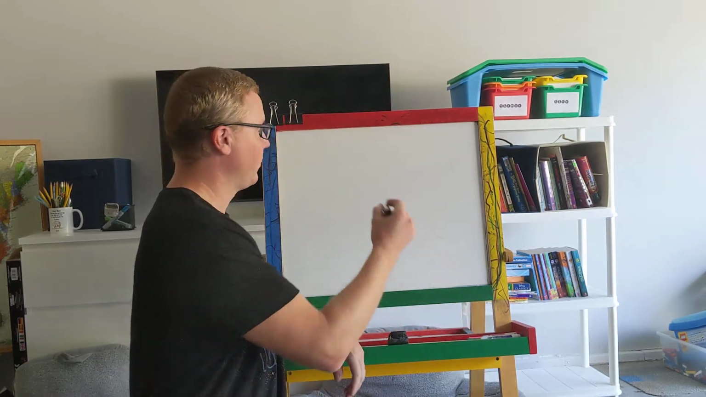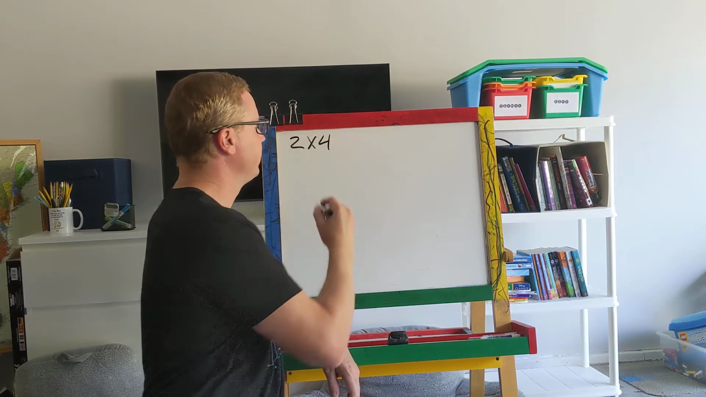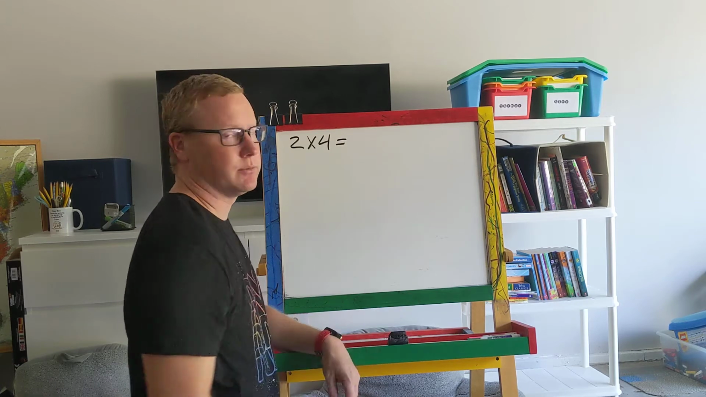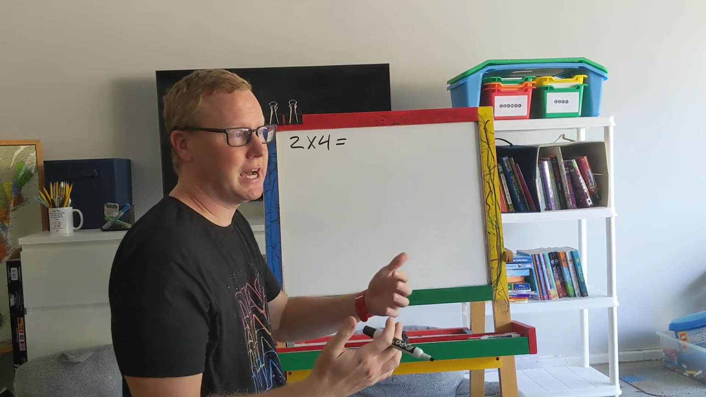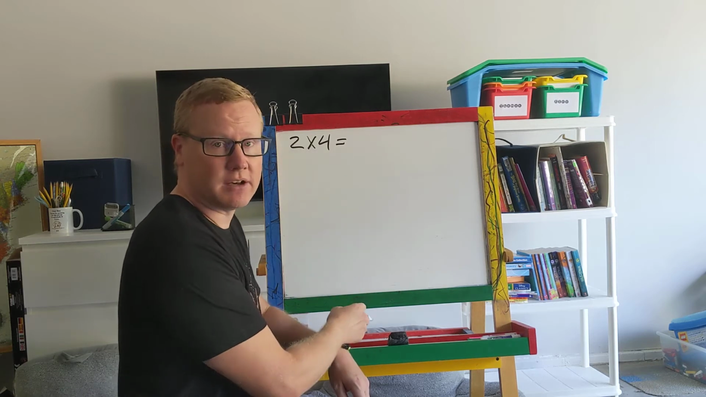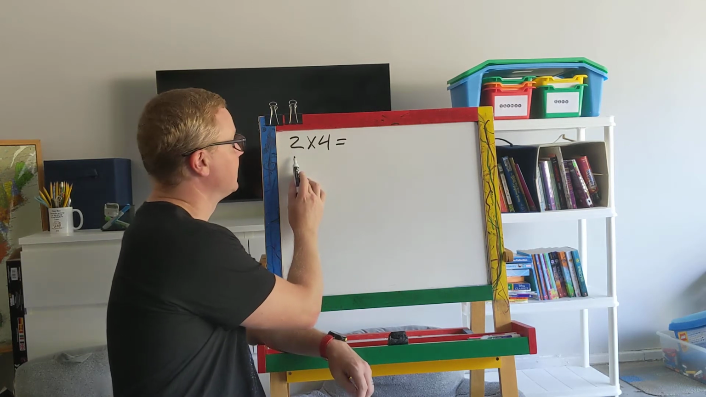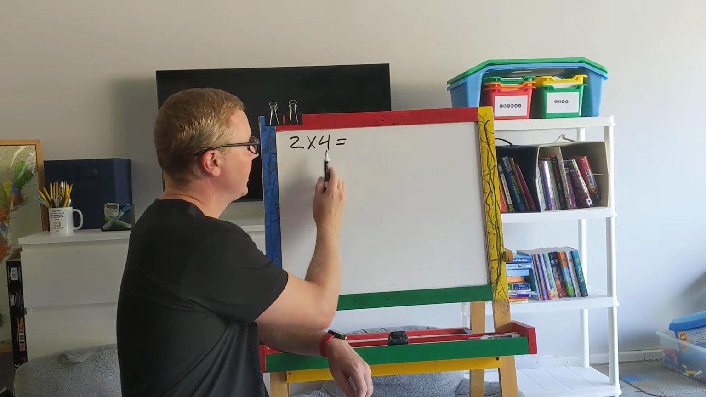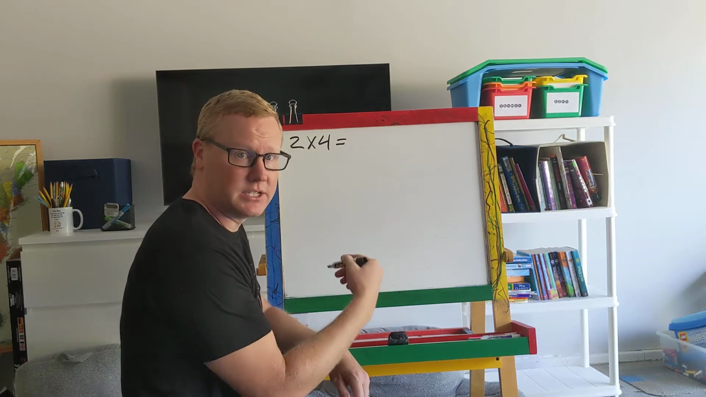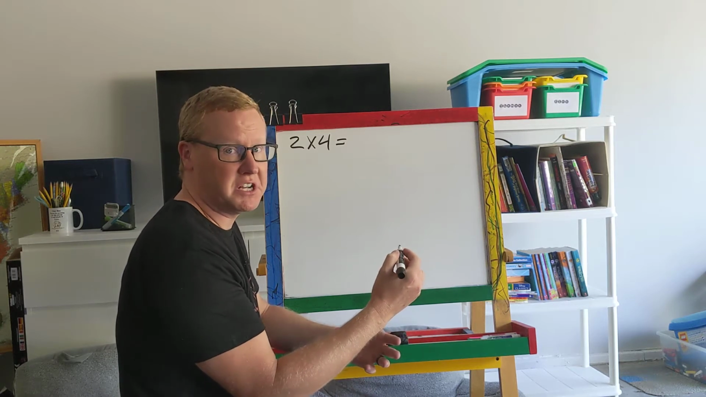I'm just going to say we have the problem 2 times 4, and we want to know what that equals. We don't know how to do it. We're not sure what it says. We know that it's 2 groups of 4, because another way you can say multiplication is I have 2 groups of 4. So while we're doing 2 groups of 4, we can use a number line.